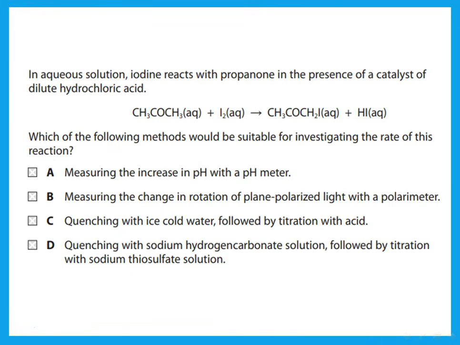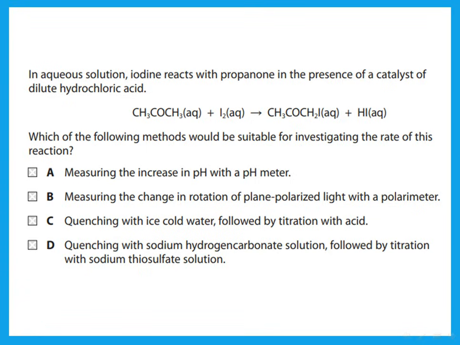So now that we know how to determine the rate, let's take a look at some of the questions that you may find about this topic. So this is a question that says, in aqueous solution, iodine reacts with propanone in the presence of a catalyst of dilute hydrochloric acid. Which of the following methods would be suitable for investigating the rate of this reaction?